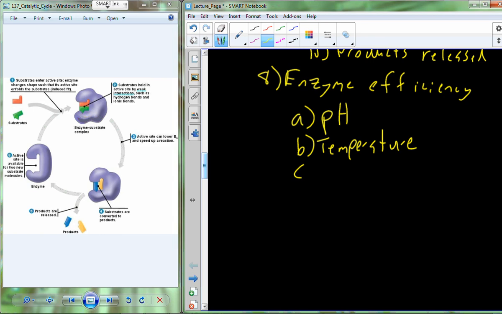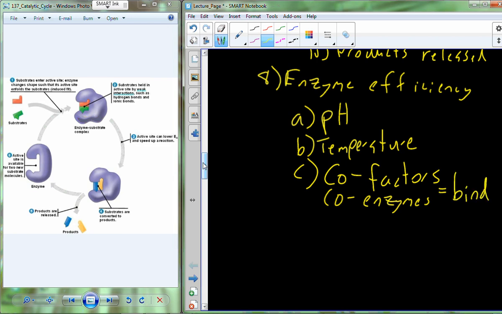How can we change from a biological perspective? We can also use what are called cofactors or coenzymes. Cofactors and coenzymes have the ability to bind to what are called regulatory sites or ancillary sites, some other place outside of the active site of the enzyme. So they bind some other location, and when they bind, they can change the function. They may increase or decrease the function.